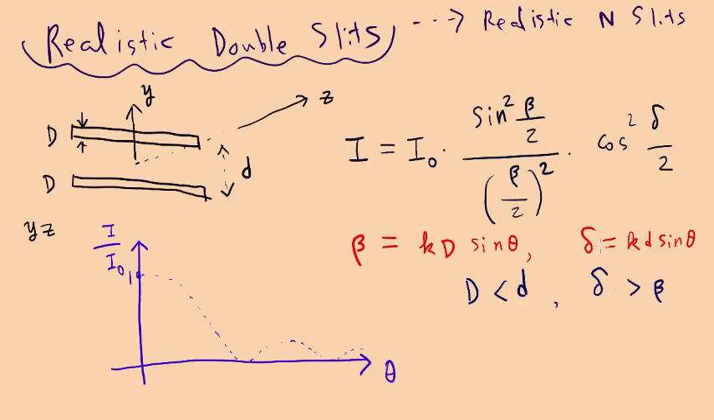So consider the second maximum of this cosine squared delta over 2. When does it occur? That occurs when delta equals 2 pi. But delta equals 2 pi occurs at a smaller theta than when beta becomes 2 pi. So that means before this minimum, which corresponds to beta equals 2 pi, this is beta equals 2 pi, and this is beta equals 4 pi. Before beta equals 2 pi occurs, we have for some smaller theta, delta equals 2 pi. Delta equals 2 pi occurs much earlier because delta is greater than beta for the same theta.